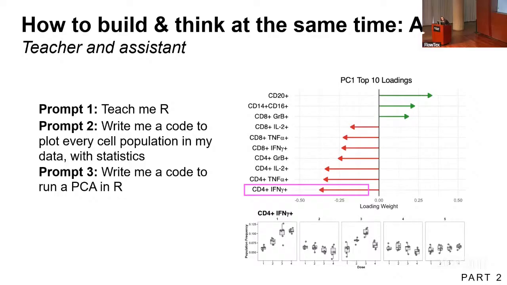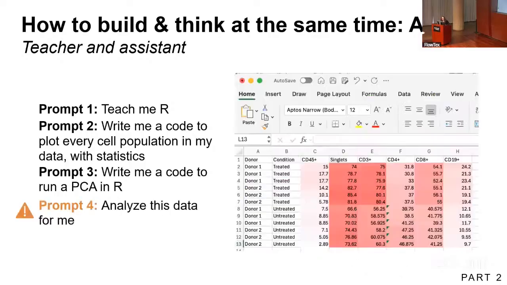Third, write me a code to run a PCA in R. And four, I am not supporting this. That's why I have a caution symbol here, but I think people are probably doing this. Prompt 4, analyze this data for me. The idea of using AI and all of these suggestions I've made is to reduce your time building so you can spend more time thinking.